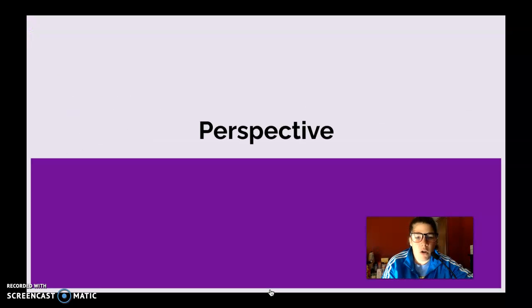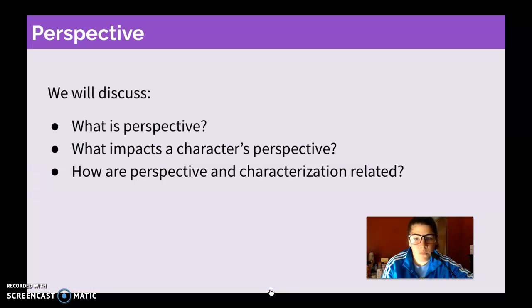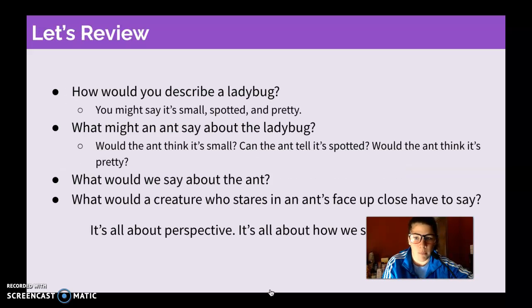The last thing we're going to talk about is perspective. So we're going to discuss, what is perspective? What impacts a character's perspective? And how do perspective and characterization go hand in hand as one whole element?